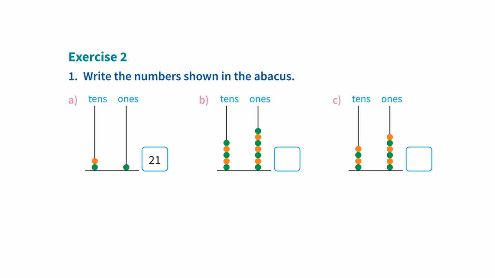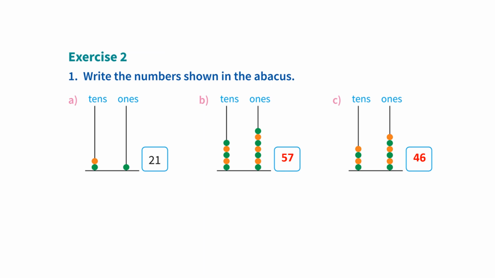Now see B. What is given in the tens column? How many beads are there? Just count it. Yes, there are 5 beads. And in the ones column, how many are there? Yes, there are 7. So our answer will be 57. See the next one now. How many beads are there in the tens column? There are 4 beads, and in the ones column are 6 beads. So our answer will be 46.